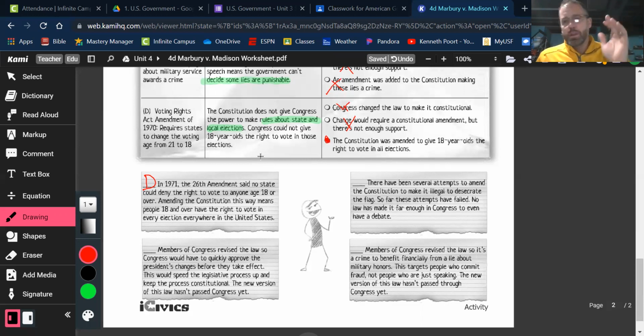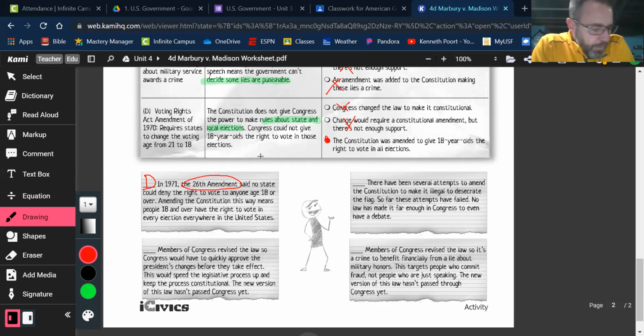Okay. When it was a law like that, it didn't work because the federal government didn't have the power of elections. So the Supreme Court sent that back to the states and said, nope, only the states have the power over elections. So in order to make it for the whole country, they had to pass an amendment.